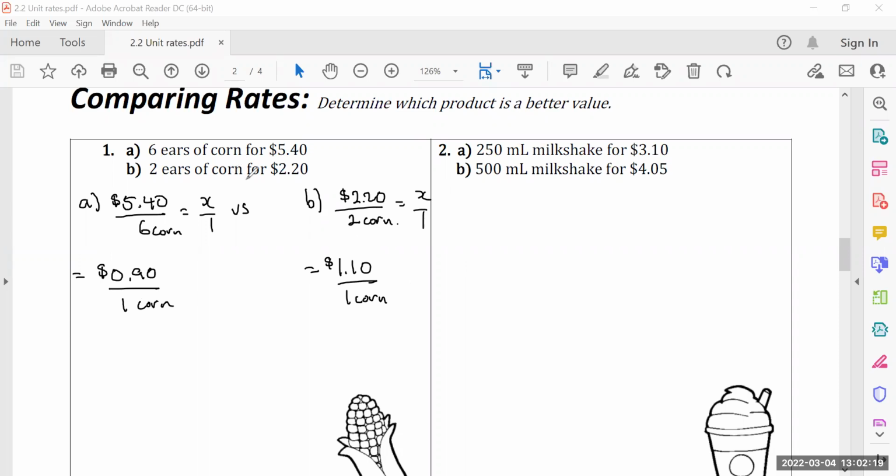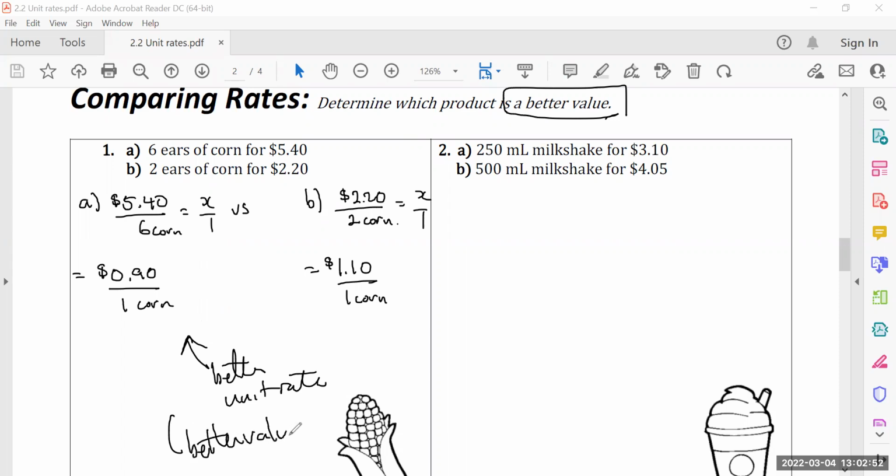So assuming both of these corns are identical, they're all from the same batch, they're from the same farm, they're the same age, blah, blah, blah. Which one's the better value? Yeah, cheaper, right? You're getting the same stuff for 90 cents per. Obviously, the only difference is you have to buy more. But again, when I'm asking for better value, it simply is which one has the better unit rate. Okay, better unit rate. So I'm going to assume better value.